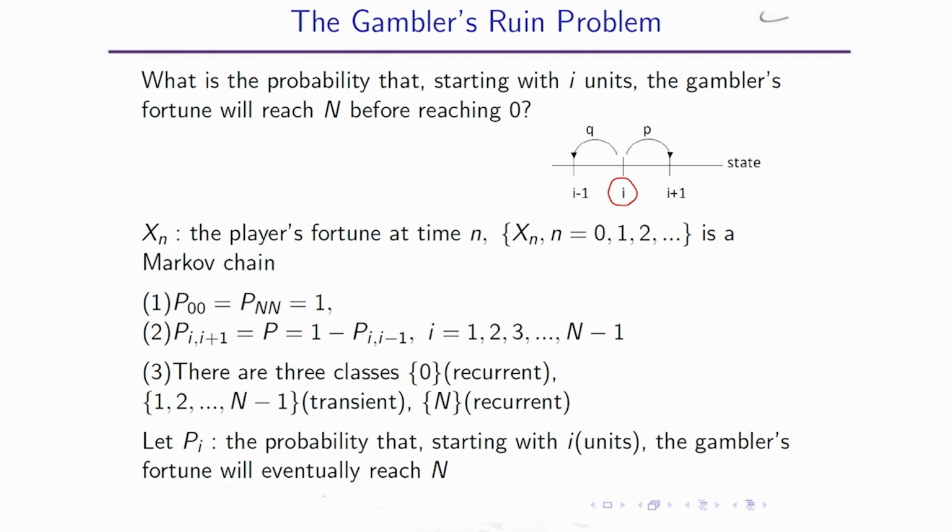Number 3, there are 3 classes: 0, 1, 2, 3, up to n minus 1, and n. Because the gambler's fortune will eventually reach 0 or n, and the game will be over, 0 and n are recurrent states. And 1, 2, 3 up to n minus 1 are transient states, meaning they are all temporary. Now we let Pi be the probability that starting with i units, the gambler's fortune will eventually reach n, which is the question we would like to answer in this problem.